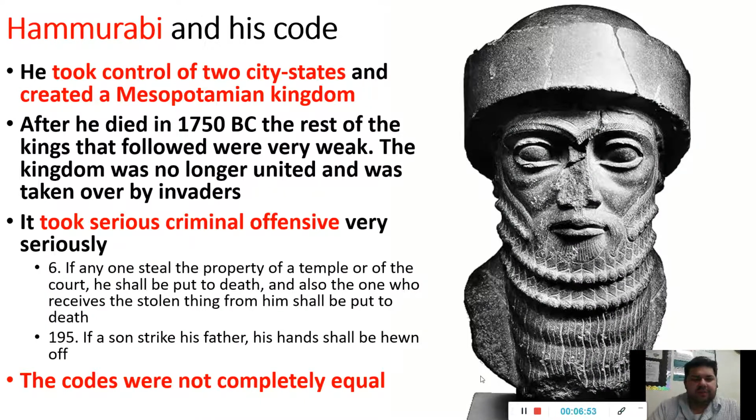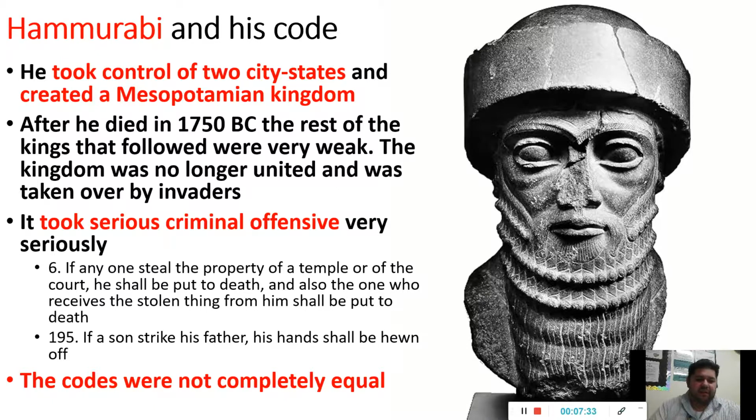Now, the thing is, we're going to be talking a little bit about Hammurabi. Hammurabi and his code are infamous. They almost basically go together. Hammurabi controlled two city-states and created a Mesopotamian kingdom, right? So he took two city-states, and remember, like I said, each one can hold their own. He had control of two of them. Now, after he died in 1750 BC, the following kings after him were really weak. Hammurabi commanded the respect. He had that presence that people were just like, okay.